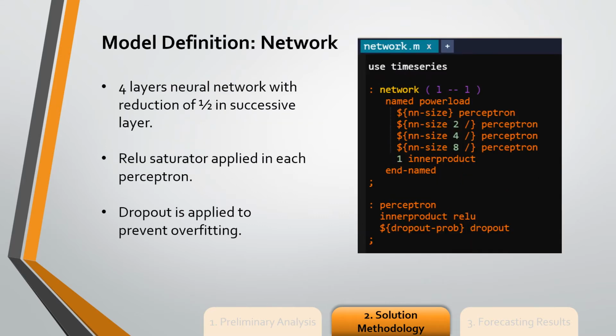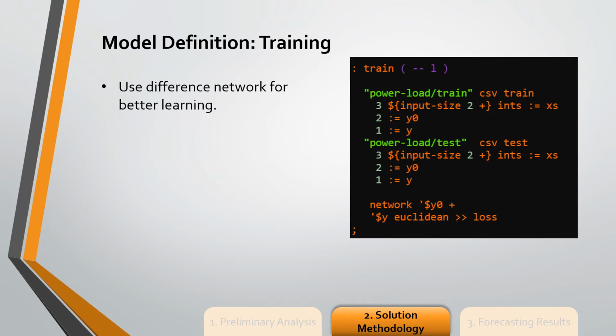Our network model consists of a 4-layer neural network with reduction of 1/2 in successive layers. ReLU saturator is applied in every perceptron. Dropout is also applied to prevent overfitting. We use difference network in this model for better learning.